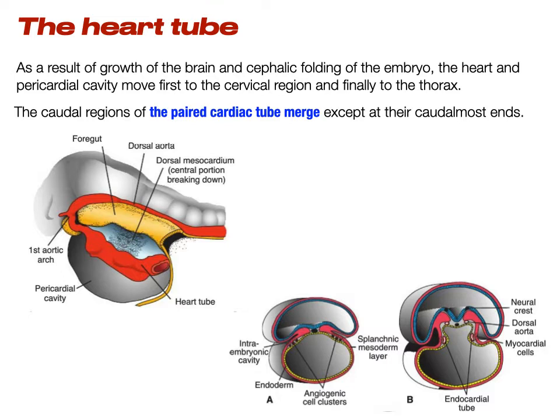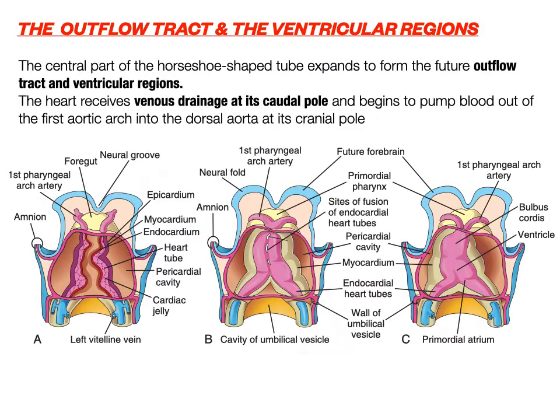Later, the horseshoe-shaped tube merges in a limited region, forming a unique tube with the two aortae coming out from the cranial end, and two veins arriving to its caudal end. Let's see how that happens in a different image. Here, in figure A, you have the two tubes separated, and then the tube merges into a unique tube in the center, and that represents the primitive heart.